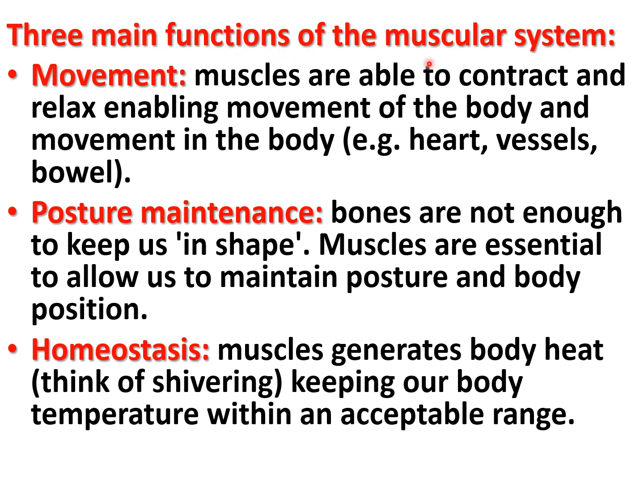The three main functions of the muscular system are movement, posture maintenance and homeostasis. First is movement. Muscles are able to contract and relax, enabling the movement of the body and movement in the body. Then posture maintenance. Bones are not enough to keep us in shape. Muscles are essential to allow us to maintain posture and body position. Then homeostasis. Muscle generates body heat. Think of shivering, keeping our body temperature within the acceptable range.